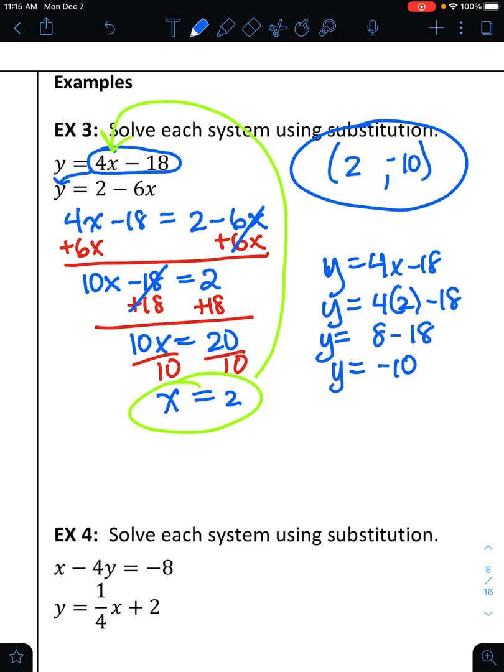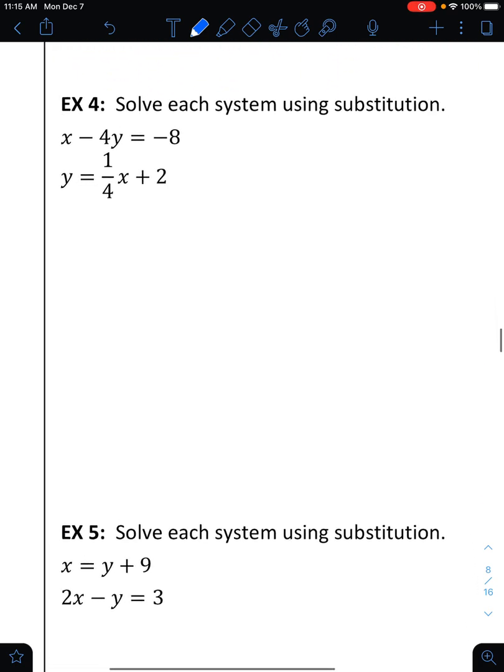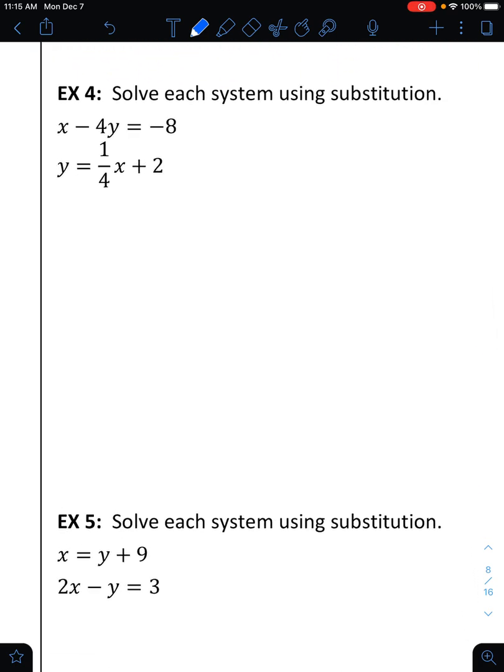Okay, well, let's keep going. We've got a couple more, and then we have a couple word problems. Why don't you maybe pause the video and try 4 and 5. Let's see how far you can get. And then when you get stuck or when you get finished, come on back to the video and watch me go through these problems.